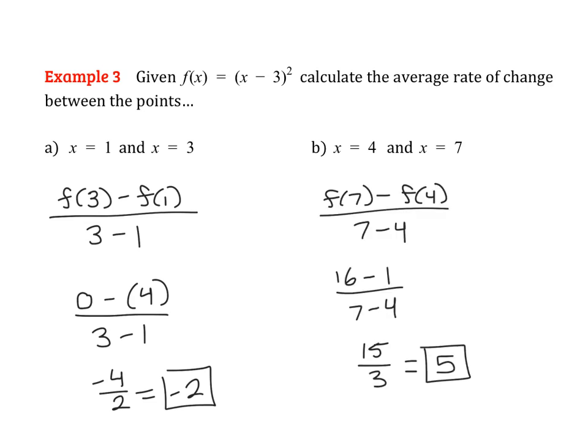Okay, go ahead and check your work here. So you can see here's essentially our average rate of change formula, which is the slope formula. And if you simplify, you should get an average rate of change of 5.